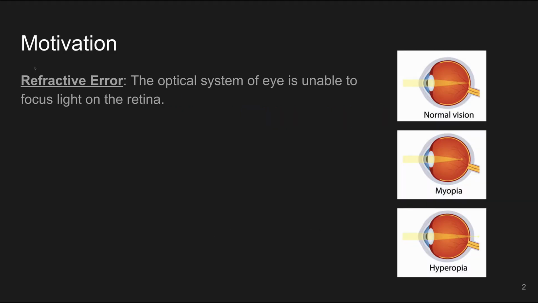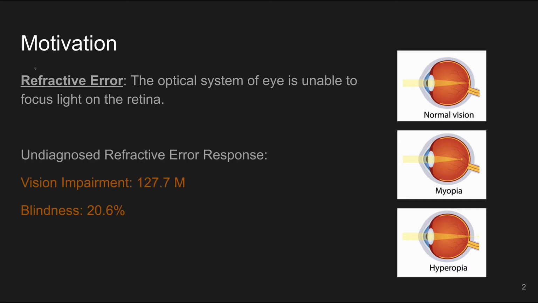Refractive error is the most common eye disorder. It happens when the optical system of the eye is unable to focus light on the retina. For example, as shown in the figure, in normal vision, the eye focuses objects perfectly on the retina, while in case of myopia, the focus point is in front of the retina, and in hyperopia, it is behind the retina.